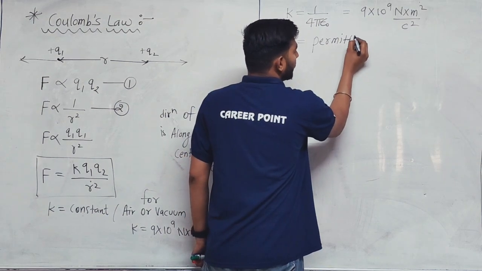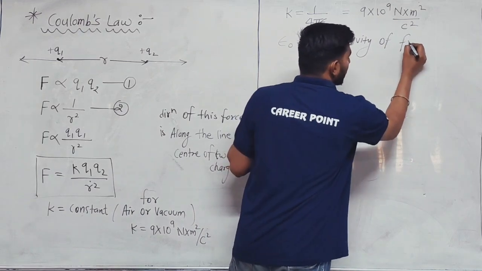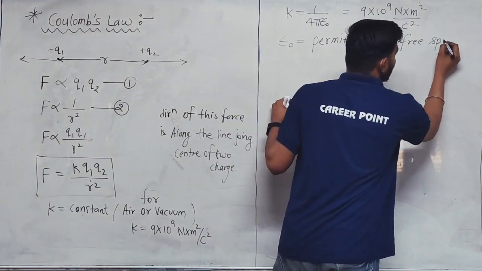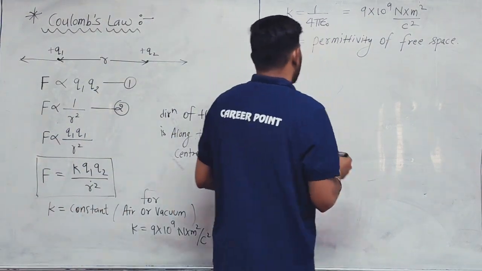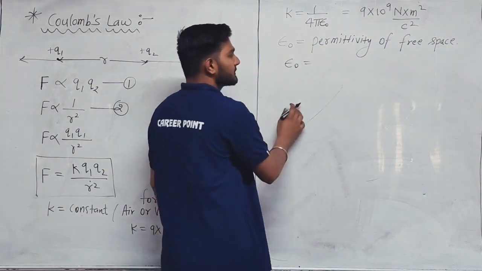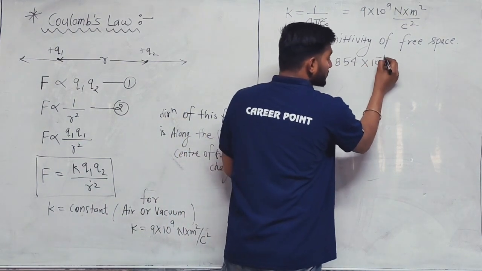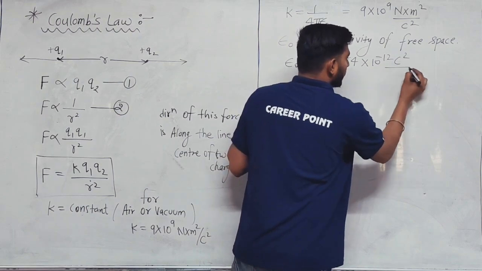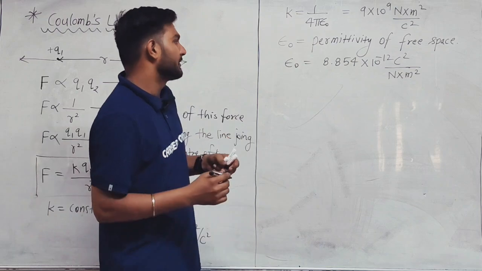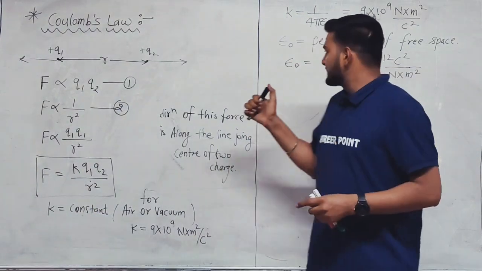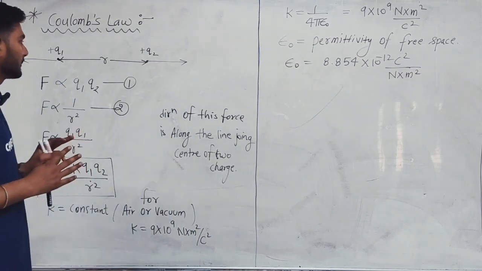This epsilon naught is known as the permittivity of free space, or you can say permittivity of air or vacuum. And its value in air is 8.854 into 10 to the power minus 12 Coulomb square per Newton meter square. This is the value of this epsilon naught. So this is Coulomb's law.